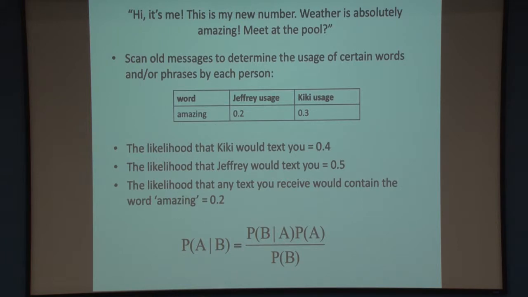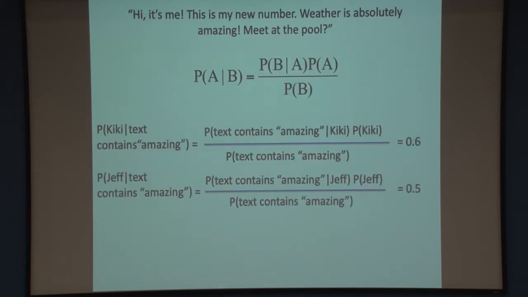We won't try to prove it, but in this case, given all those numbers that I gave you that were determined from a data set that I made up, if we want to know the probability that Kiki sent that text, given that the text contains amazing, we would take the probability that the text contains amazing, given that Kiki sent it, times the probability that Kiki texted you in the first place, divided by the probability that any text would contain the word amazing.